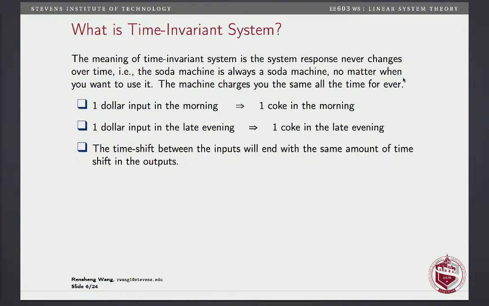Let's think about what a time invariant system is. If you look at the term time invariant system, it means the system response never changes over time. Nothing changes over time. A soda machine is a time invariant system because a soda machine is always a soda machine, no matter when you want to use it. Whenever you use it, $1 always gets one Coke. You put $1 in the morning, you get one Coke in the morning. You put $1 in the late evening, you get one Coke in the late evening. So if the input shifts a little bit over time, the output will also shift a little bit.